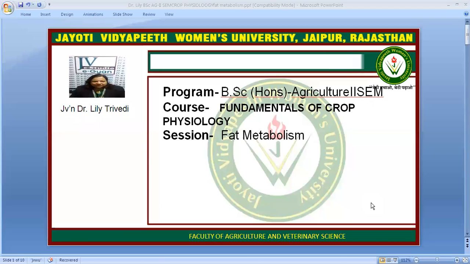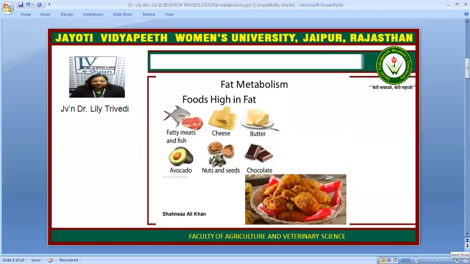Fundamentals of Crop Physiology, and the topic today is fat metabolism. Now, what is fat metabolism? Fat metabolism is the metabolism of foods which are high in fat.